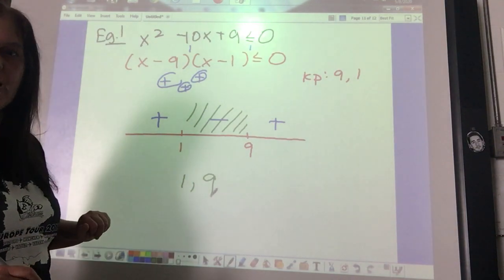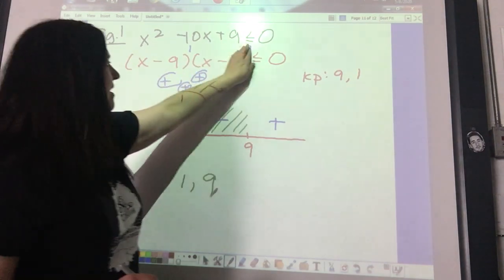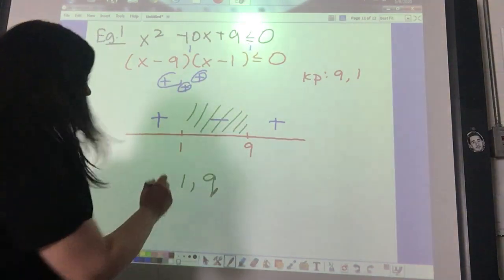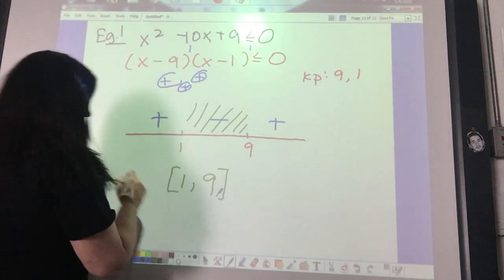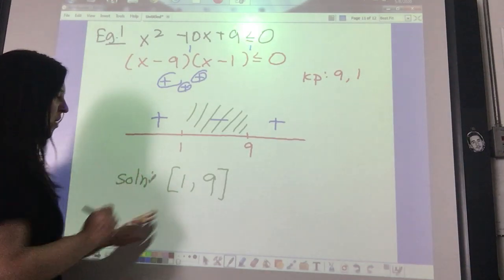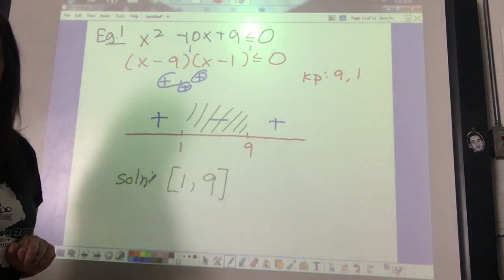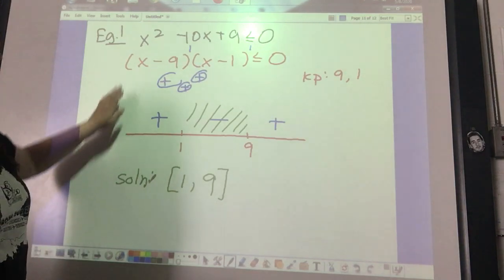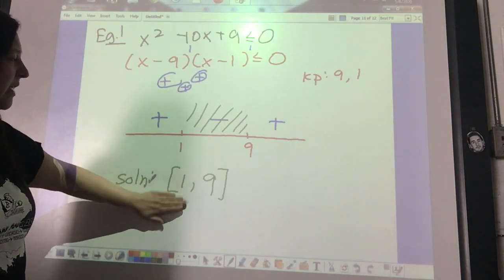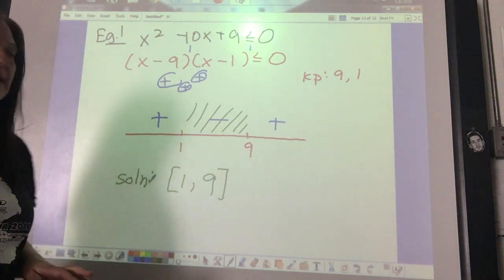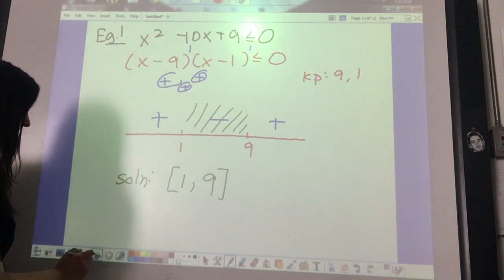Now, do I use square brackets or round? This is where you look. It's less than or equal to, so we include our endpoints. So the solution is 1, 9 with square brackets. That's it. No graphing. You just factor, make your sign diagram, read your information off of there. So it should be nice and easy compared to our graphing.